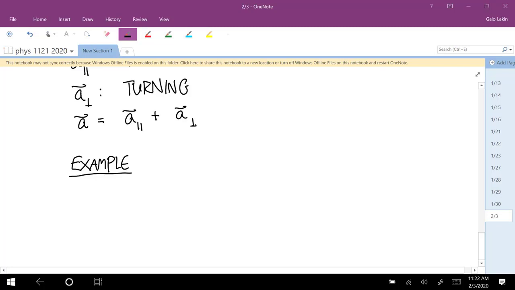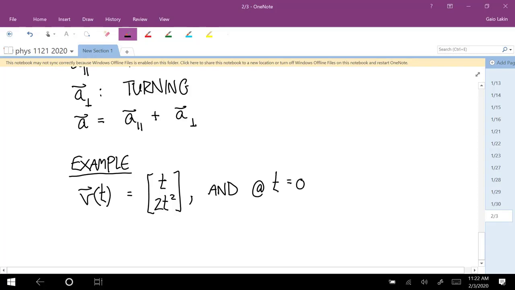So let's say that we know the velocity vector as a function of time is equal to t for the x component and 2t squared for the y component. And let's say that when time is equal to 0, the position vector is (4, 2). Okay, so what this means is that at any time this represents the velocity vector of the object, and when time is equal to 0, these are the coordinates of the object.